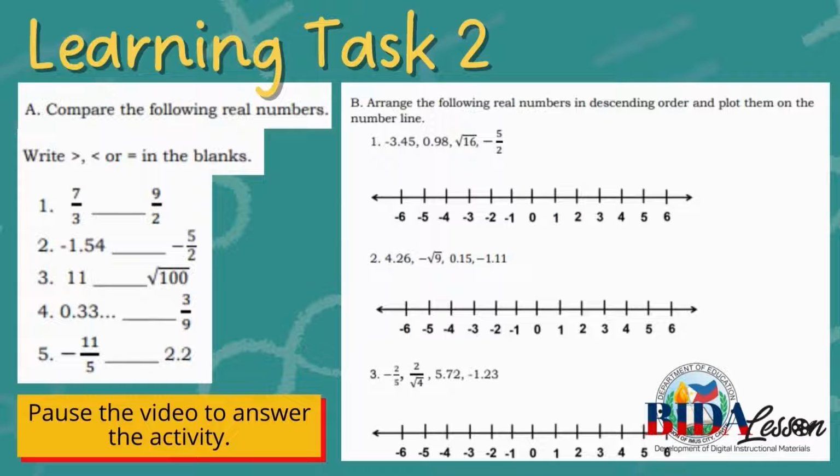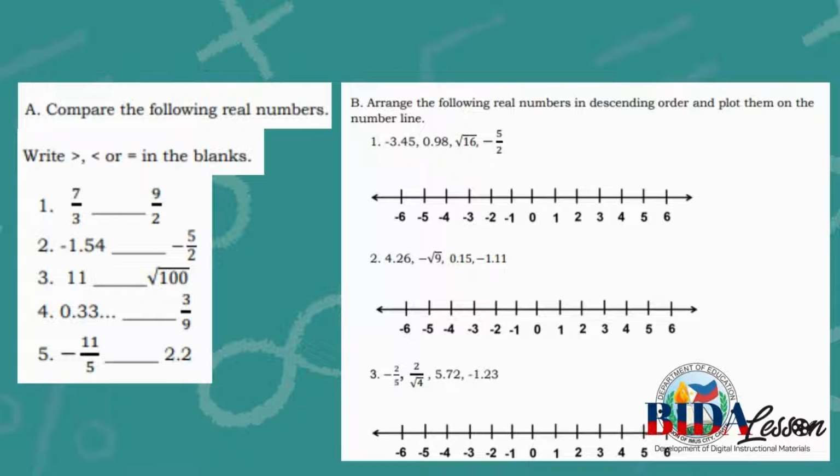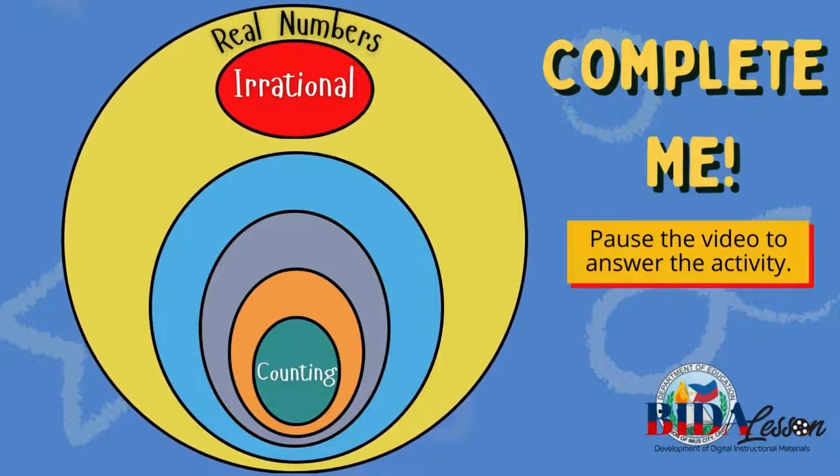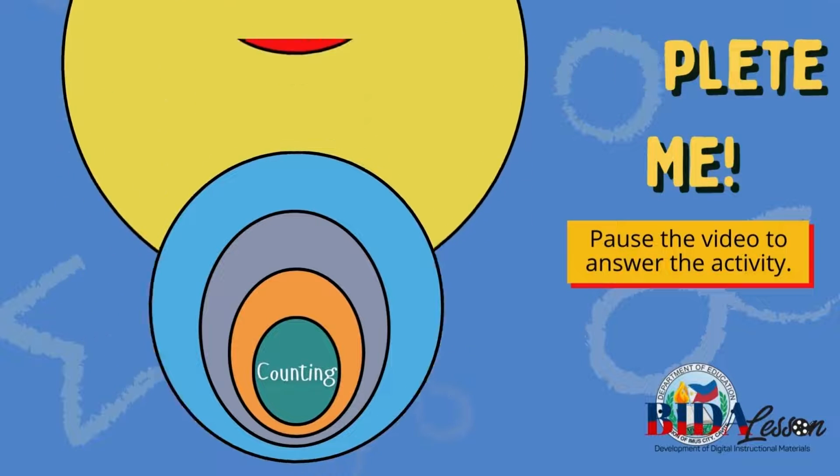For learning task 2, letter A, compare the following real numbers. Write greater than, less than, or equal in the blanks. For letter B, arrange the following real numbers in decreasing order and plot them on the number line. Let us check how far is your understanding. Complete the given chart to sum up the lesson.